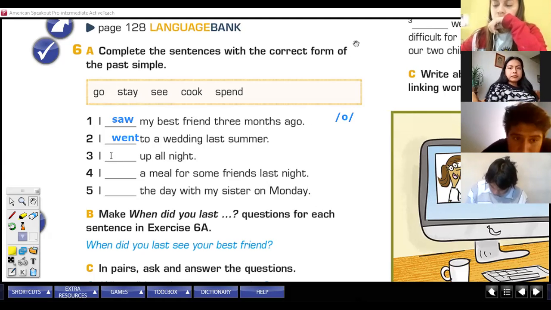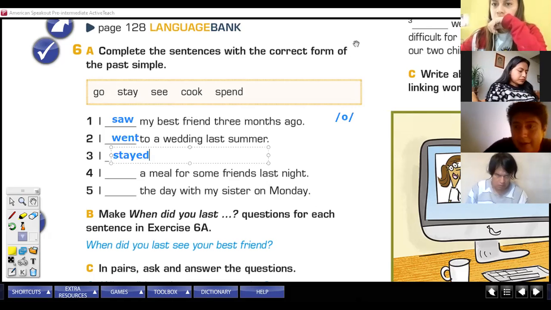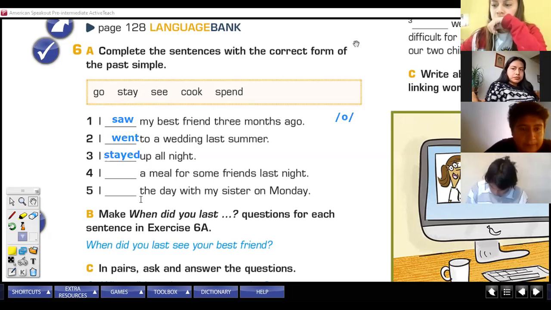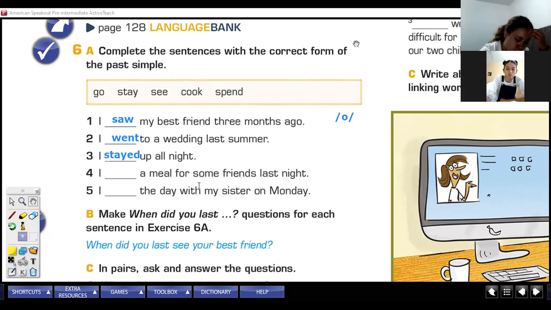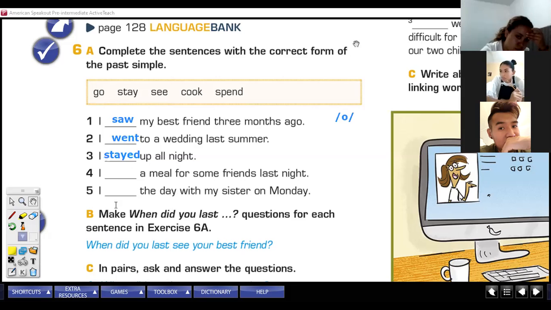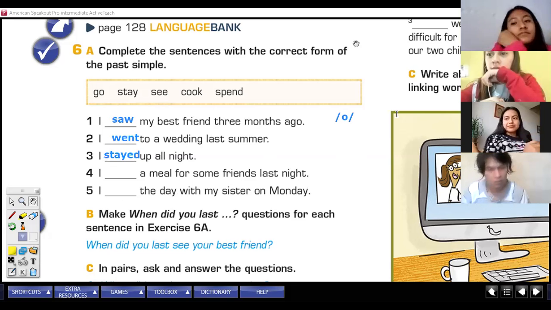Next one, Alexis. I stayed up all night. Very good pronunciation. I stayed up all night. Thank you. Next one, please. Raul, number 4. Spent. Anyone who has number 4? Roberto? Are you saying something? No? Who has number 4? Okay.